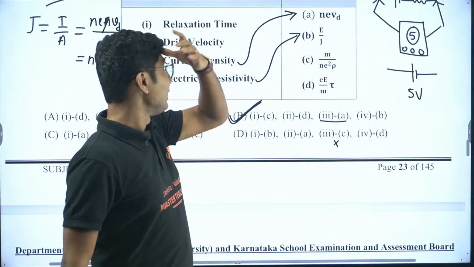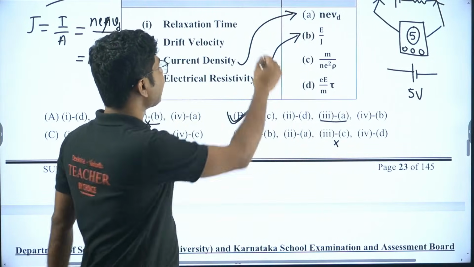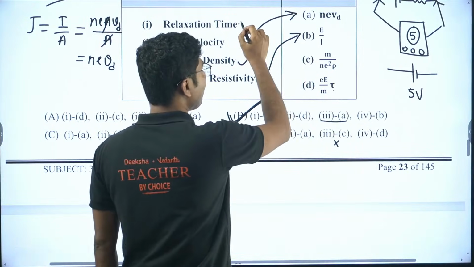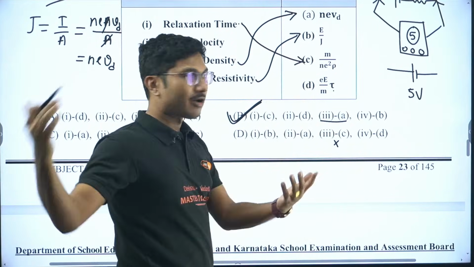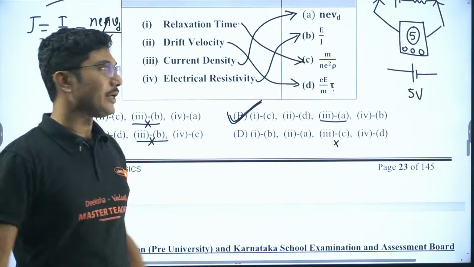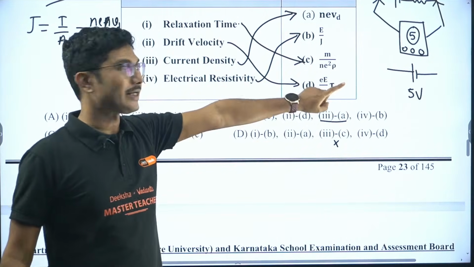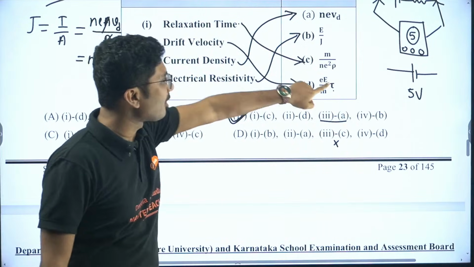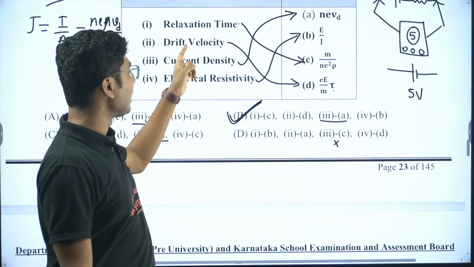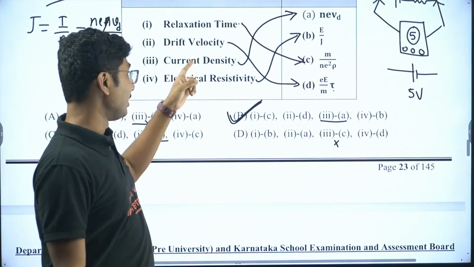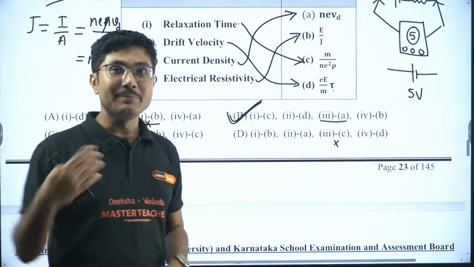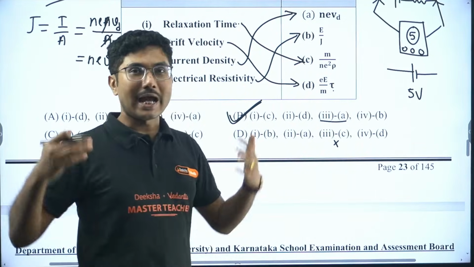In that case you have to be careful that relaxation time should not match something which already has relaxation time. So this should match with C. This is general knowledge, and drift velocity should definitely be this one. Tau is relaxation time, so relaxation time itself cannot be matched with a quantity which already has relaxation time. Similarly, current density should not be matched with something which already has current density. That's how you can eliminate. This is a smart way of answering.